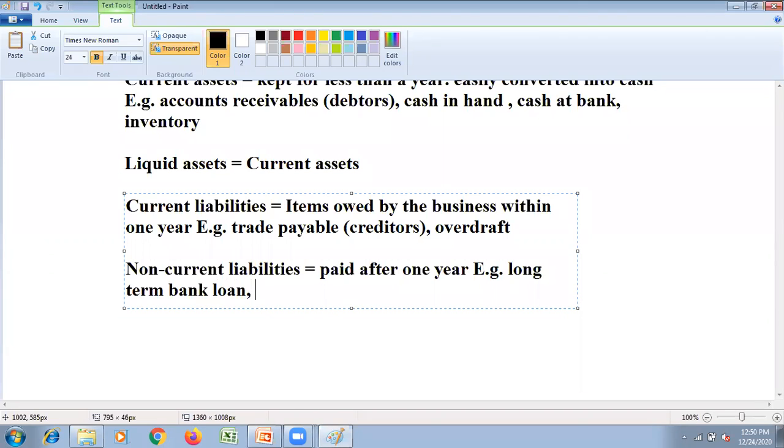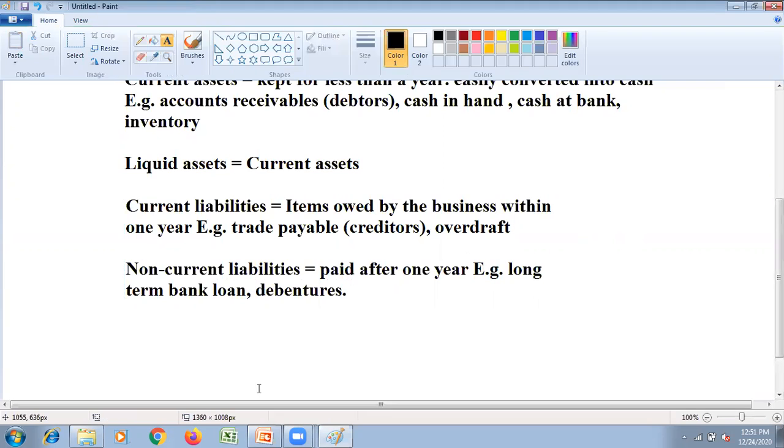Similarly, if I talk about debentures, again it is a kind of loan which you borrow from the people. People become debenture holders and you get the money from them. So debentures are also paid after 10 years by the business. So these are the examples of non-current liabilities.